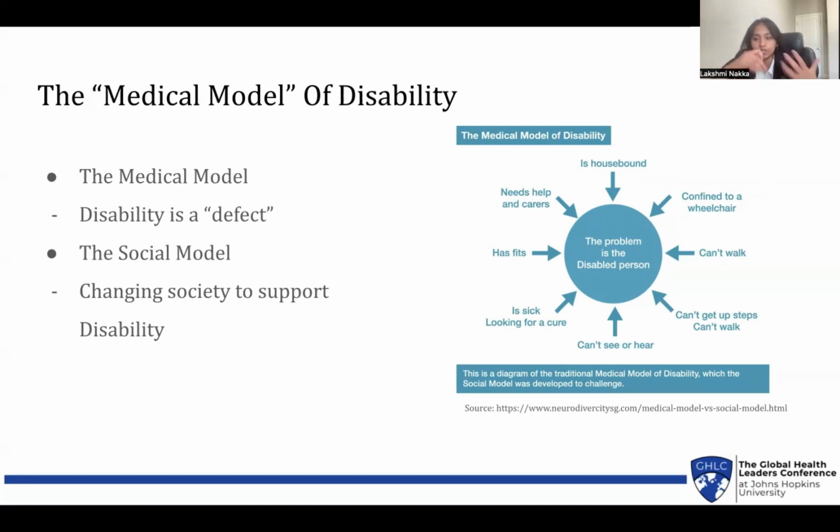I'd like to encourage you to follow the social model, which was made to combat the inaccurate and discriminatory medical model. It states that people with disabilities need to be supported in society, and to do this, we make changes and try to fix society instead of trying to fix a person with a disability.